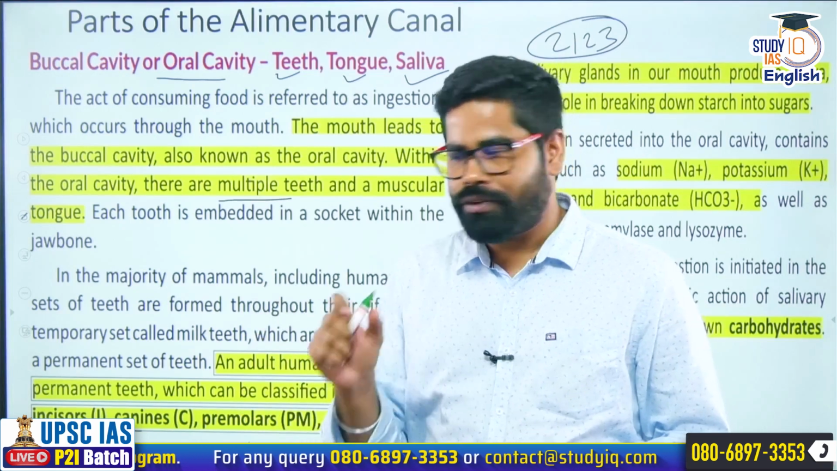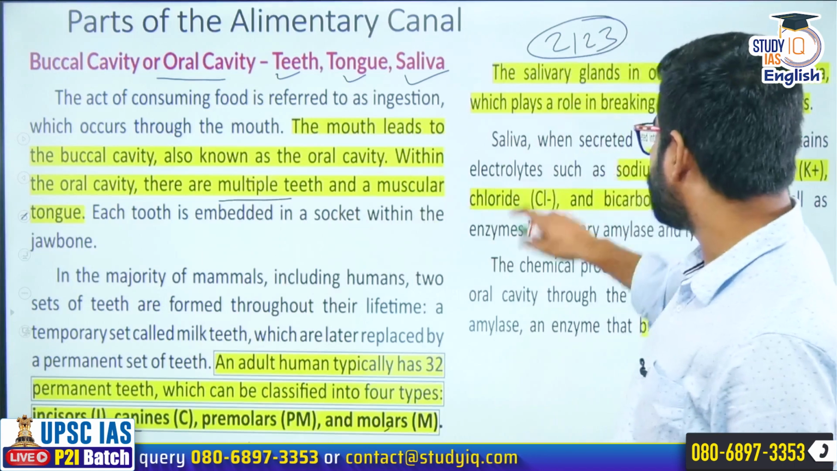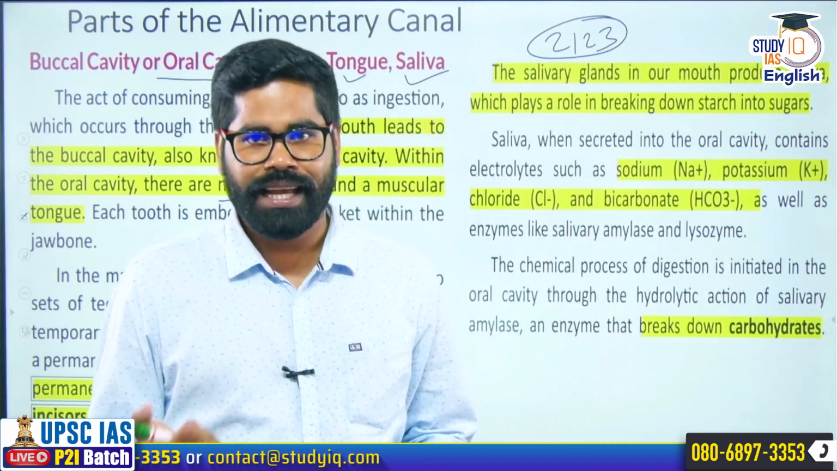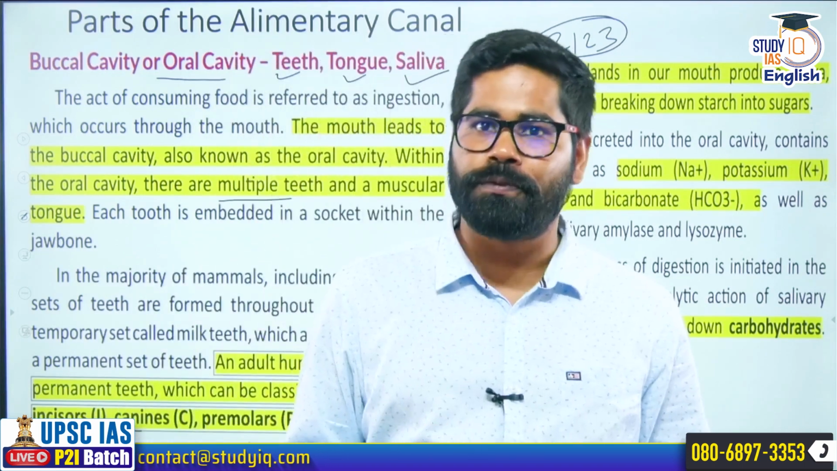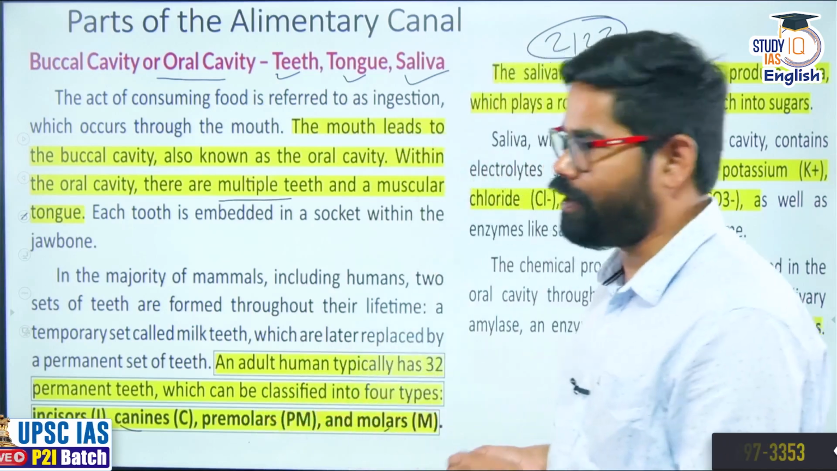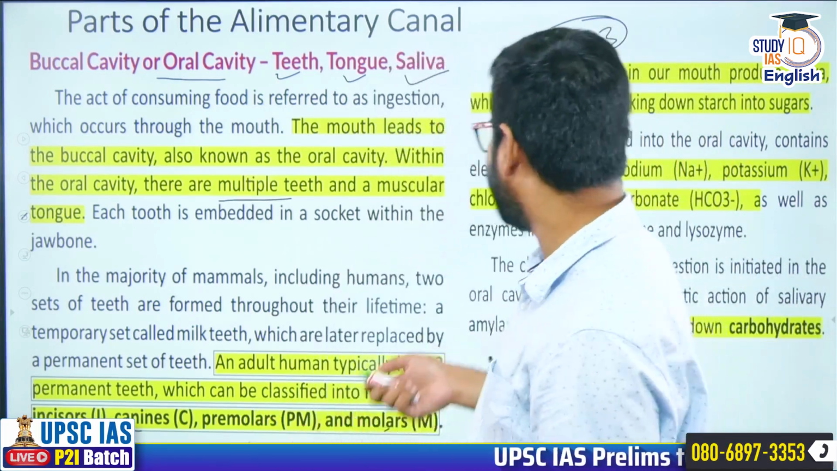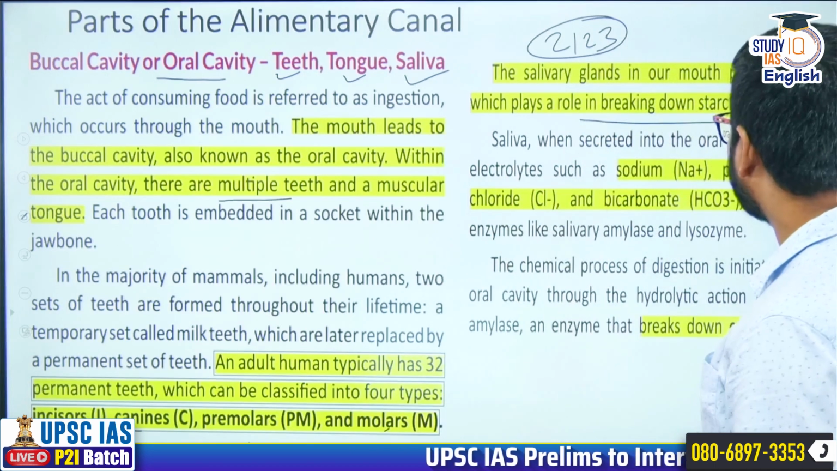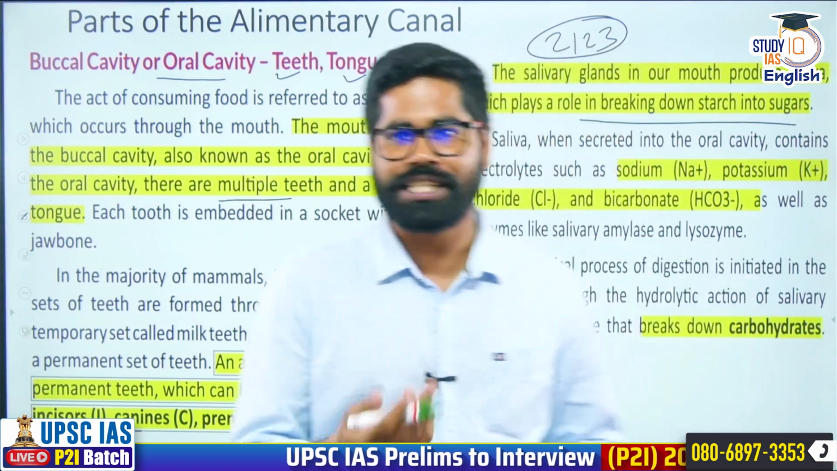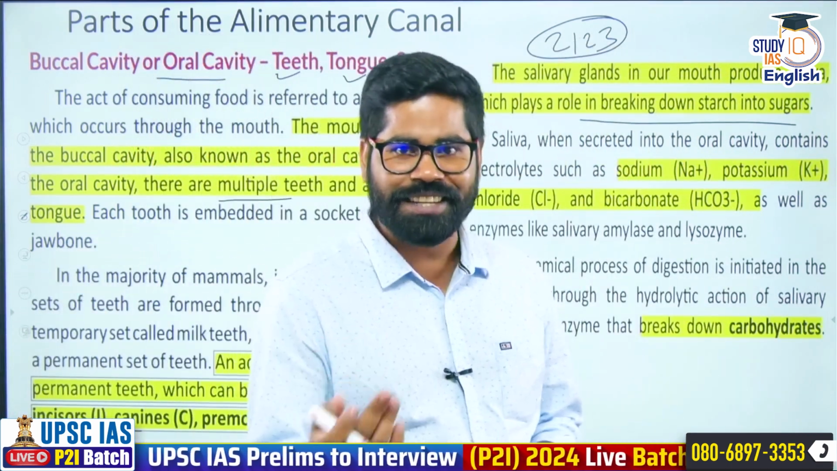Now there is also this muscular structure, the tongue. The tongue helps in mixing the food again and again. It helps in mixing the food with the saliva. And the saliva, which is secreted by the salivary gland in our mouth, helps in breaking down the starch into sugar. So the process of digestion starts in the mouth itself.